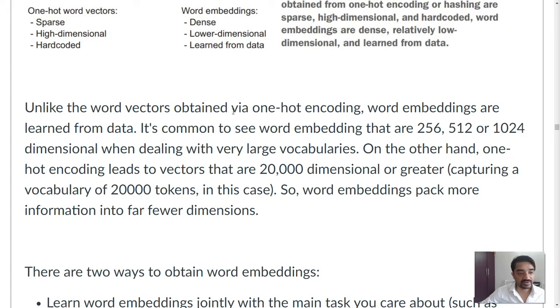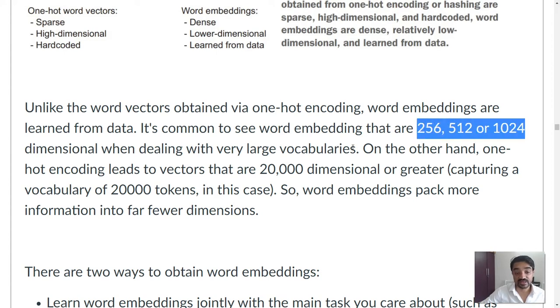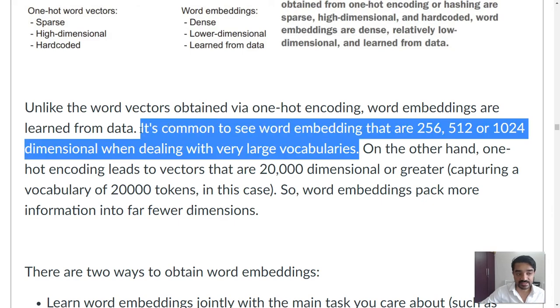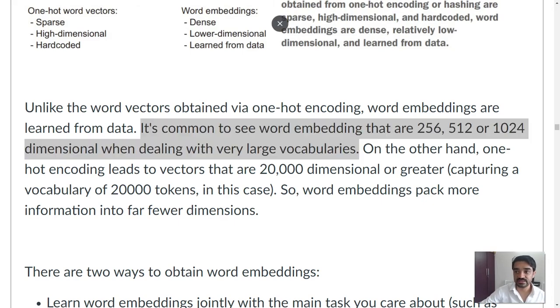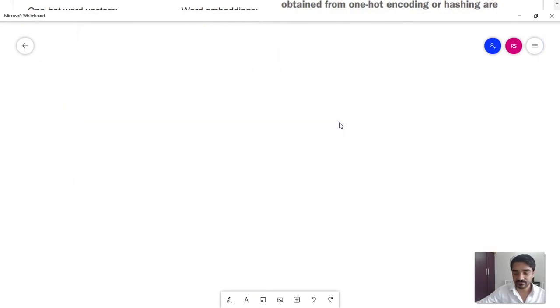Now, unlike the word vectors obtained via one hot encoding, word embeddings are learned from data. It is common to see word embeddings that are 256, 512, and 1024 dimensions when we're dealing with very large vocabularies. So till now we were saying that we need to do two things, and that stands true if you're building something from scratch. But today, as you know, we don't build anything from scratch. If you are building from scratch, you're going to look at your dictionary, your vocabulary.